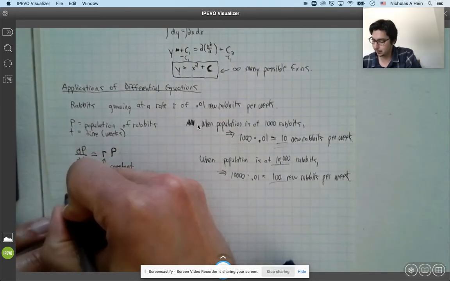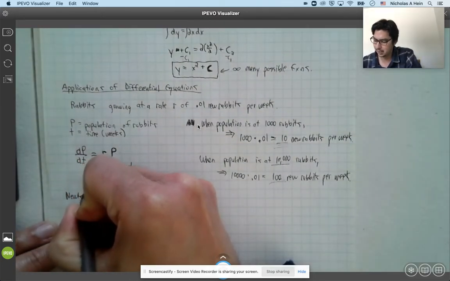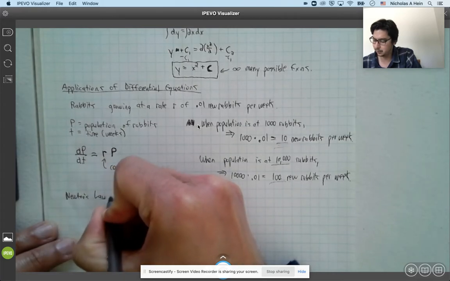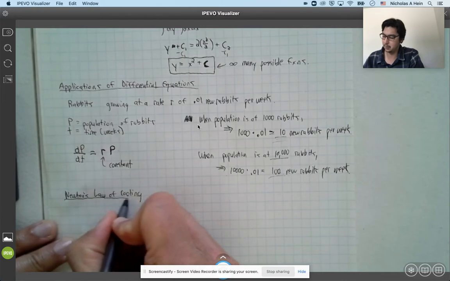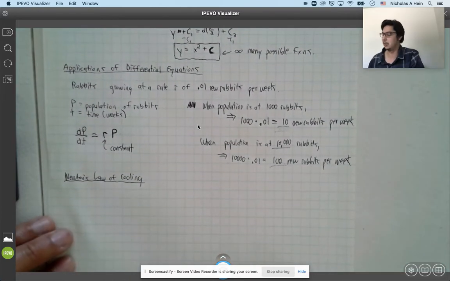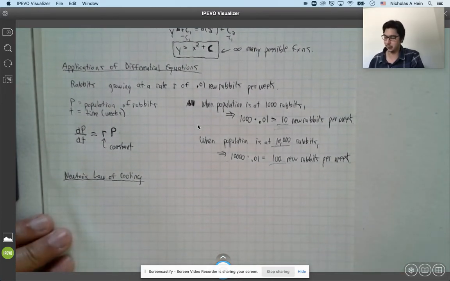Now, another example I want to show you is a very famous one. This is the first problem that I want you to see. It's Newton's law of cooling, one of the applications that you need to be exposed to as a calculus student.